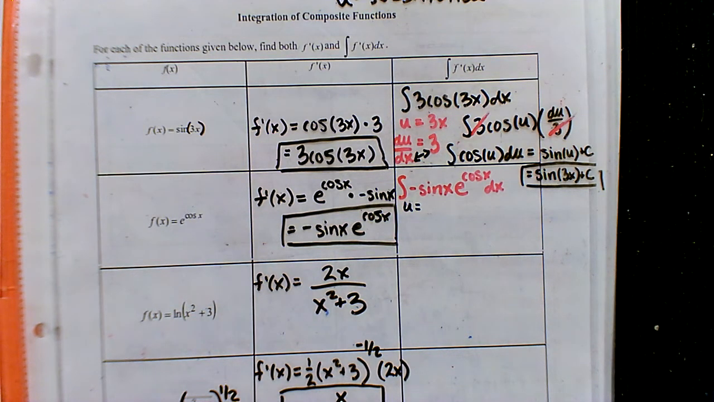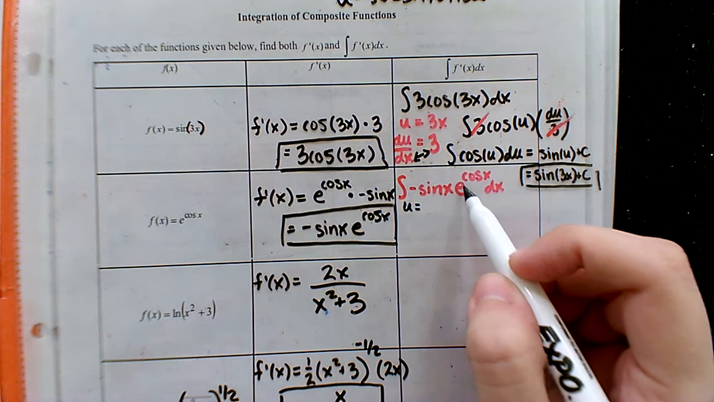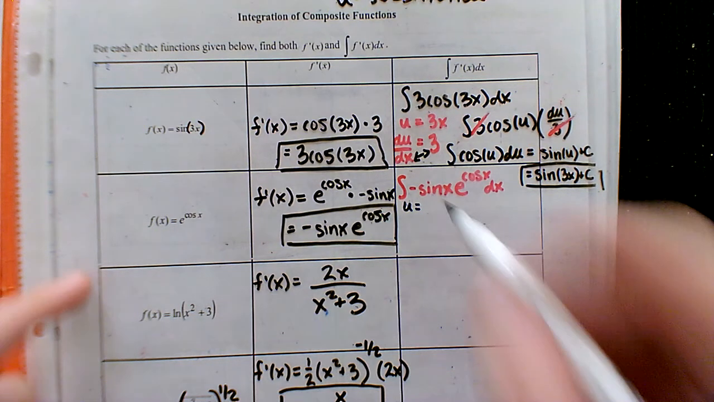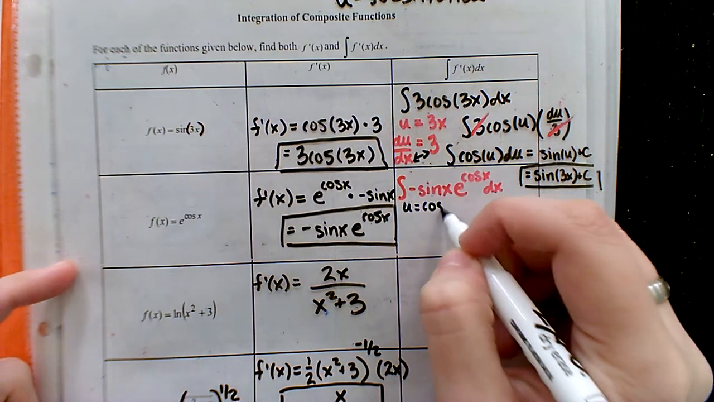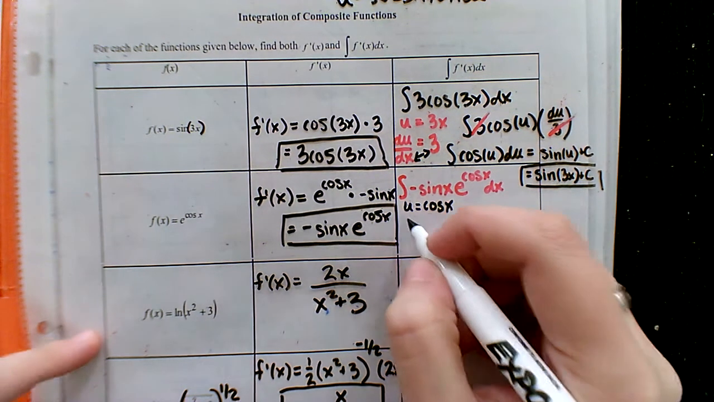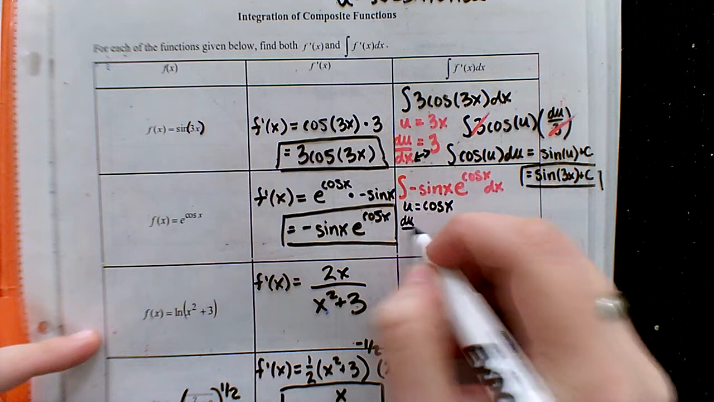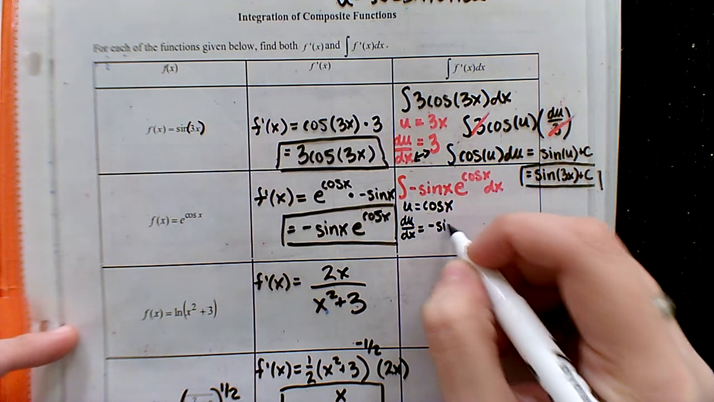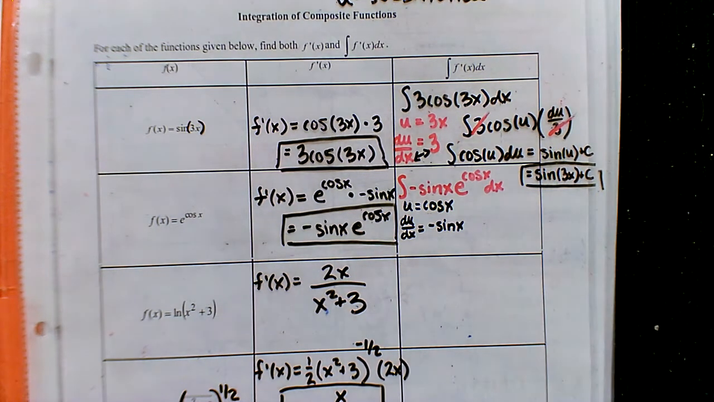What is considered kind of the inside of an exponential? We have that base of e in there. Let's try the power, okay? So we'll let u be cosine of x. We're now going to take the derivative of that. So du over dx, the derivative of cosine is negative sine of x.